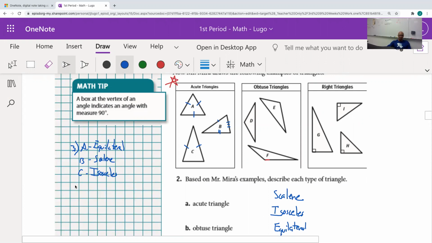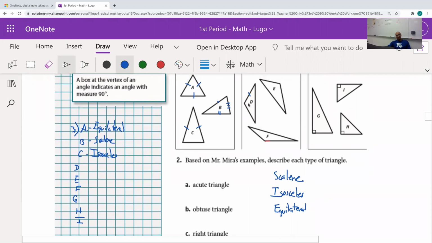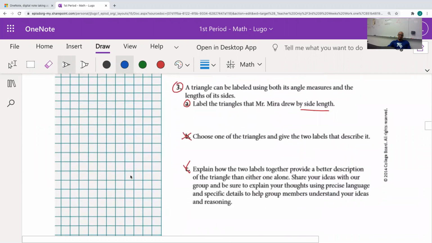Now, ladies and gentlemen, you make sure that you do the same thing for D, E, and F. For each one of those, you're going to mark, is this isosceles? Is it scalene? Is it equilateral? And you're going to do the same thing for G, H, and I. And you will do that on your own. For example, looking at D here, these two sides seem to be the same. So that seems to be an isosceles triangle. And on Schoology, you'll be able to click on a word bank to verify, so you don't have to worry about spelling. All right, so that's for number 3.